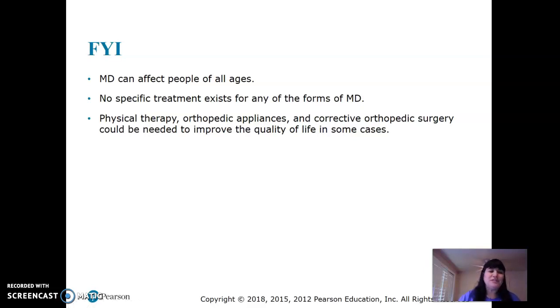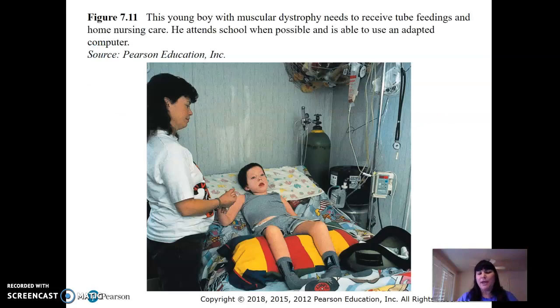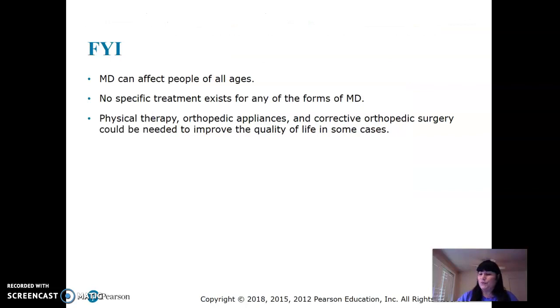MD, muscular dystrophy. There's a picture in your book, right? It affects the muscles, weakens the muscles. It says this young boy with muscular dystrophy needs tube feedings and home nursing care. He attends school when possible. It's a horrible disease. Again, we don't have a cure. It says it can affect people of all ages. No specific treatment exists. Physical therapy, orthopedic appliances, corrective orthopedic surgery could be needed to improve quality of life.